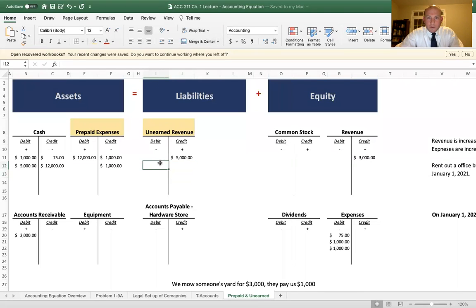Now, every time we mow their yard, so let's say a month goes by and we mow their yard, we've earned $1,000 because that's $1,000 a month. So we debit unearned revenue $1,000 and credit the revenue account under equity $1,000. Then another month goes by, so we again debit unearned revenue $1,000 and credit revenue $1,000.